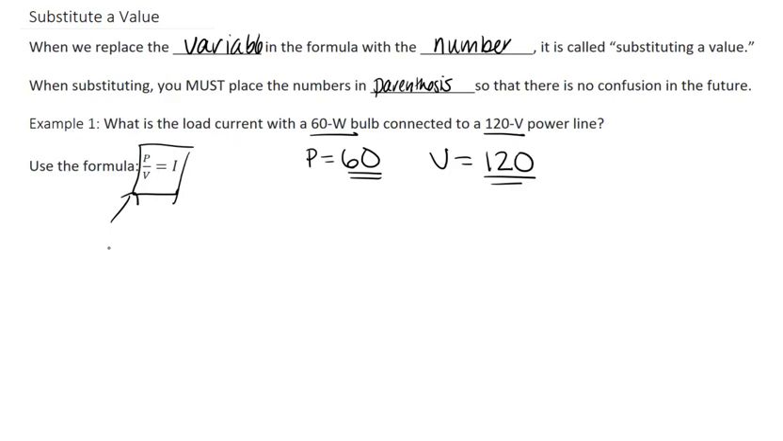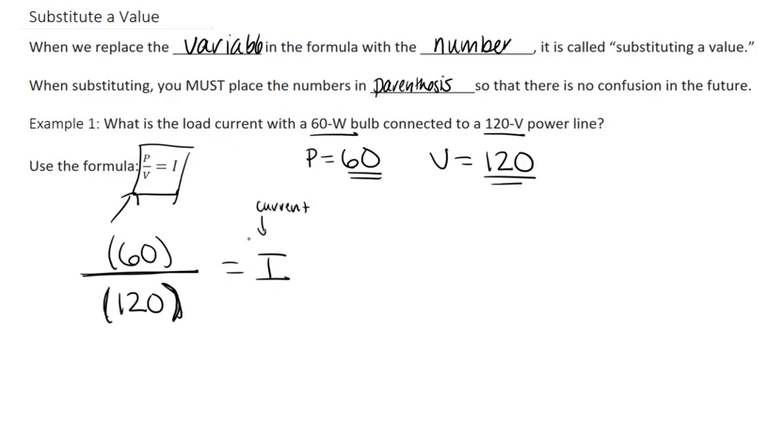Our next step is to substitute these numbers into this equation. So we have 60 for P, so we just write 60. Then we have our division sign, and then we have 120, which is equal to I. And that's the current. So now we need to divide 60 divided by 120.